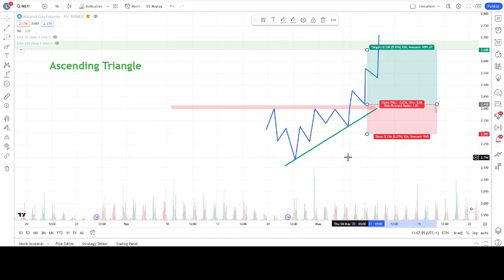Now let's see on a live chart how the ascending triangle looks, and if we follow our trading path as we do in this session, how it will work out. And let's see on a live chart. So let me get rid of this. Let me use the eraser and get rid of this.